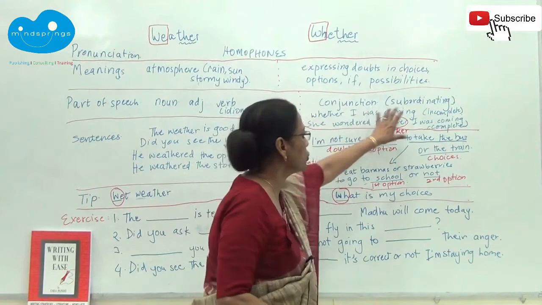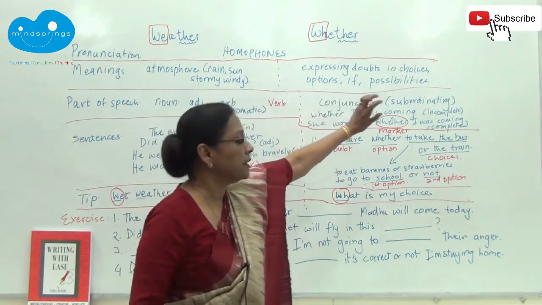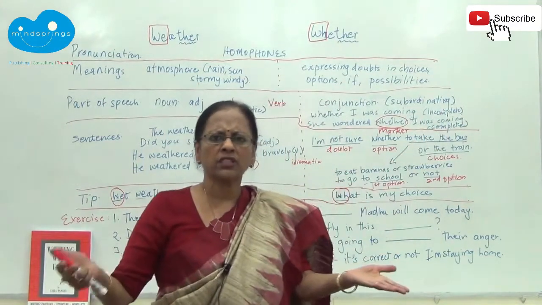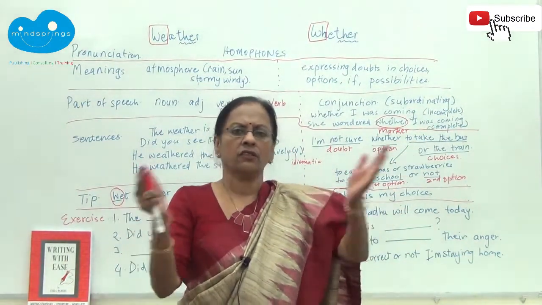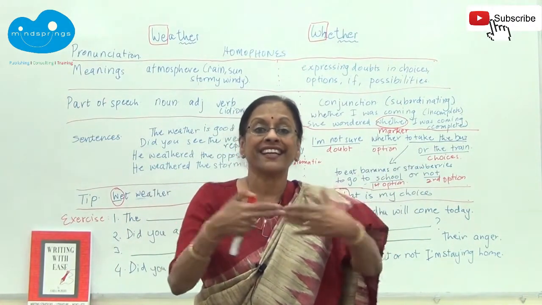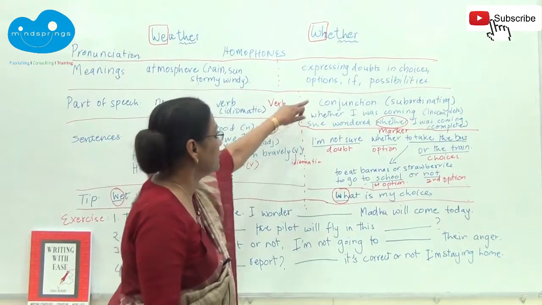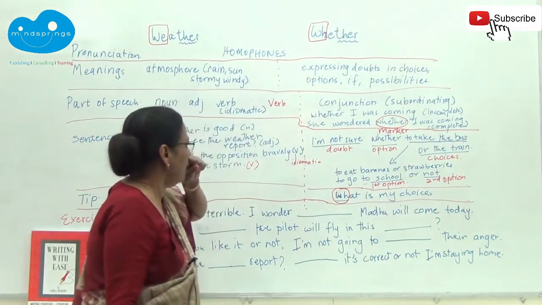So I hope you understood this. So it's a conjunction. It joins "she wondered" and "I was coming." "I was coming," complete sentence. "She wondered," complete sentence. You put them together with whether and the two sentences get connected. That's the conjunction. Now let's look at the sentences.